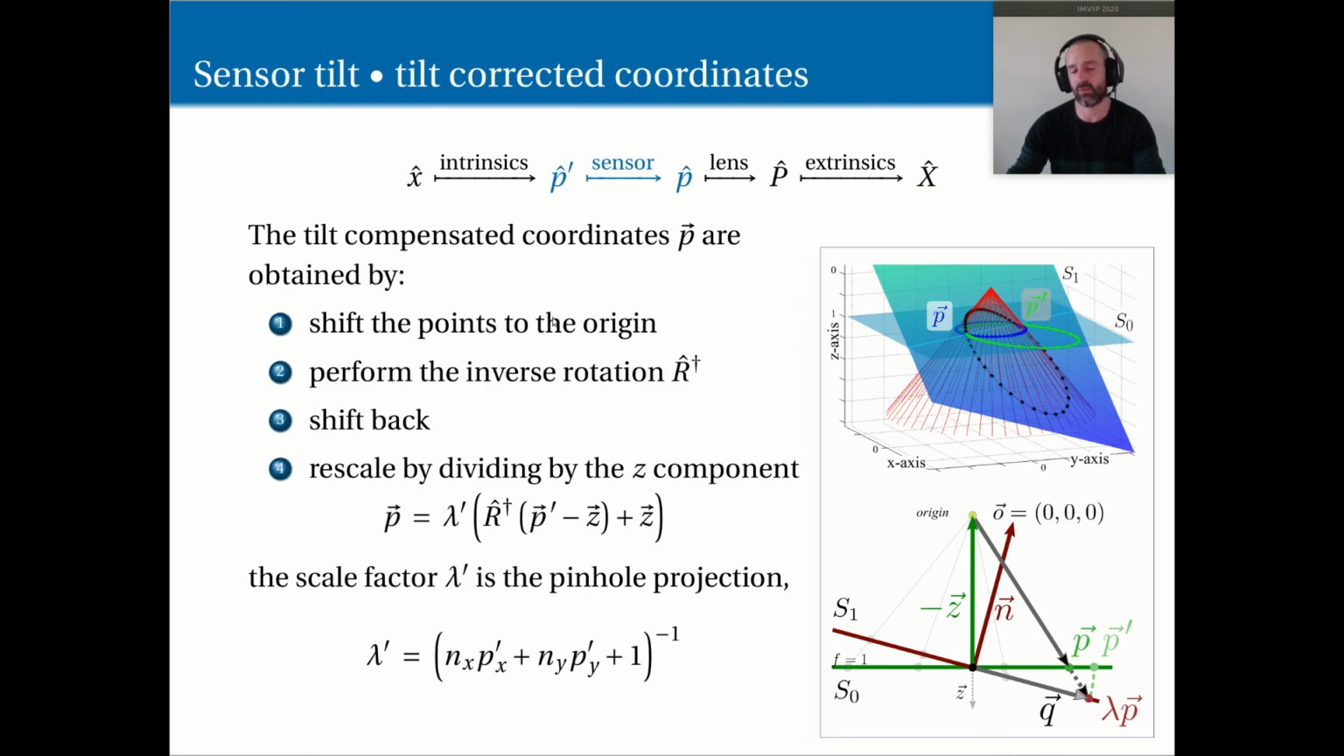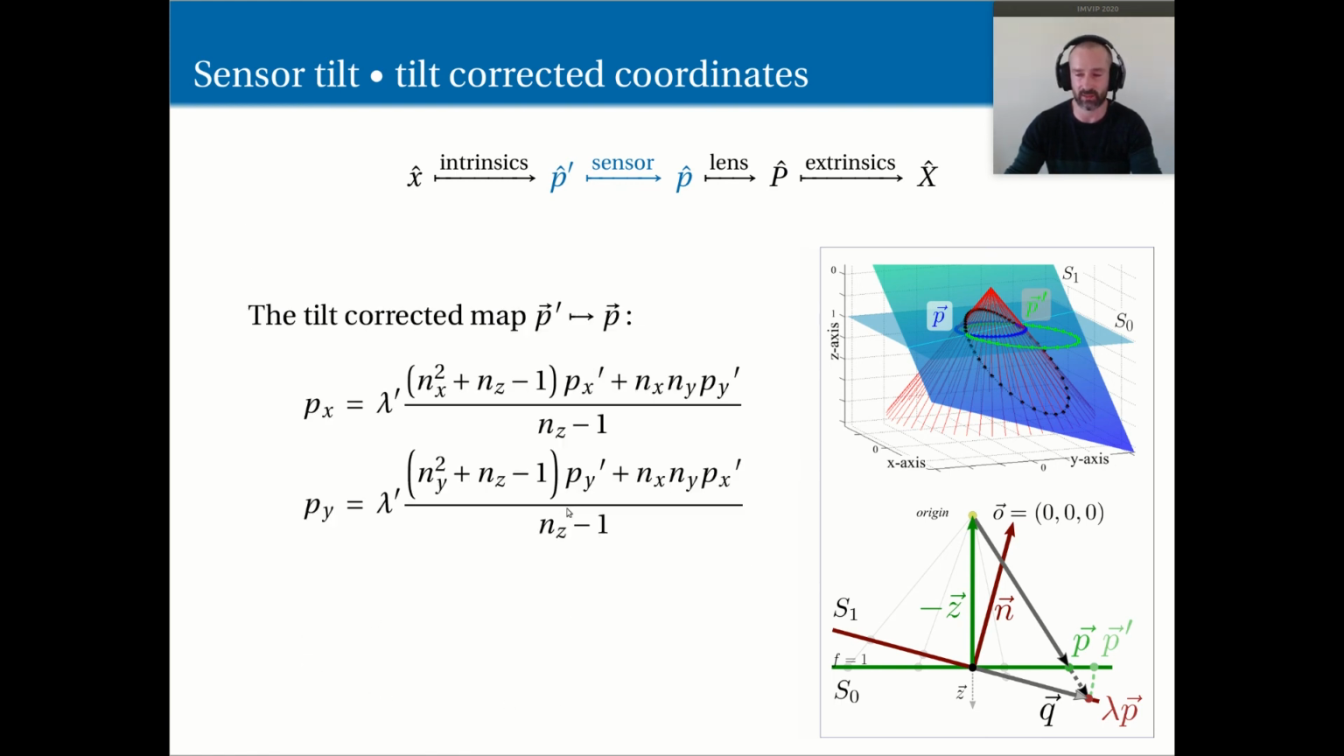To complete the picture, we require the inverse map, where we're going to shift from the tilt distorted points P prime back to P. So to do so, we will take this S0 plane, move to the coordinate center origin, as shown here. We perform an inverse rotation, as shown here, shift back, and then scale by division through the Z component. And this scaling is the pinhole projection, which gives us our tilt corrected map. So moving this green ellipse of points back to this blue circle of points here.